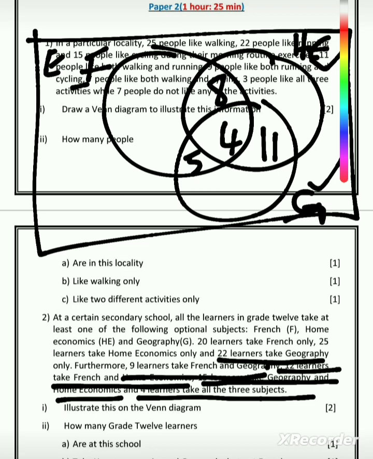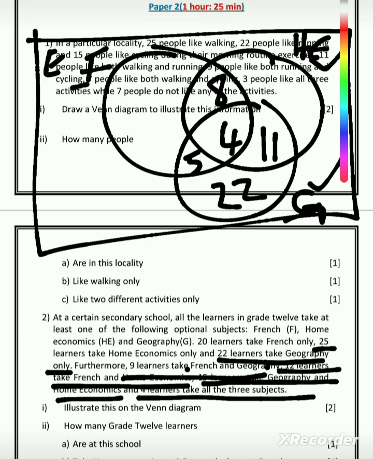22 learners take geography only. So now this is different from the previous question. This one is saying they take geography only, meaning that they're just in G alone. Okay. So these 22 are just in here. So that's the power of the word only.